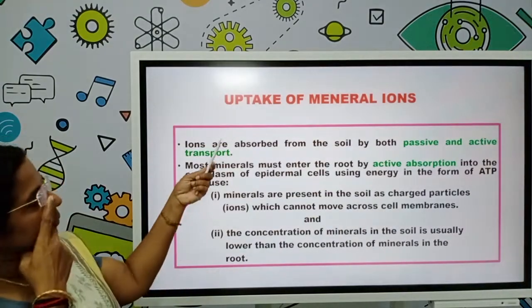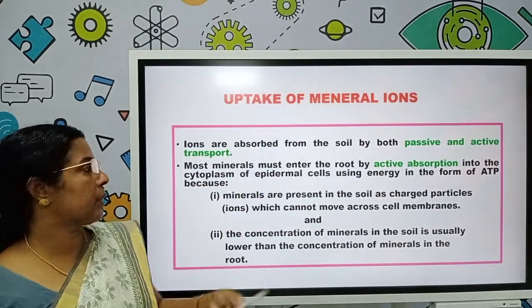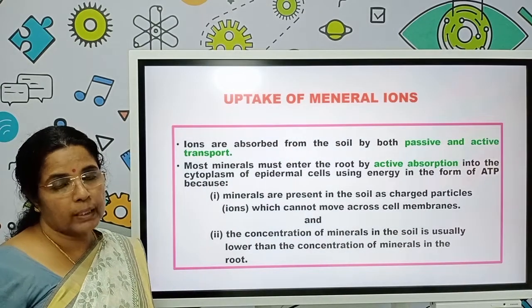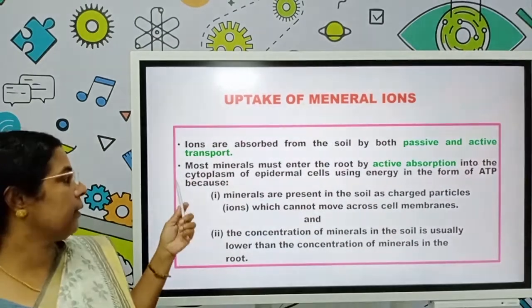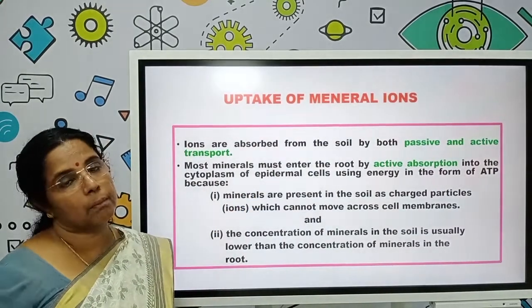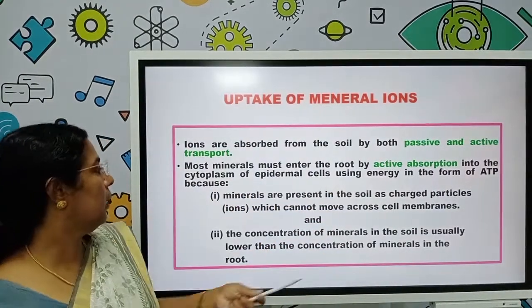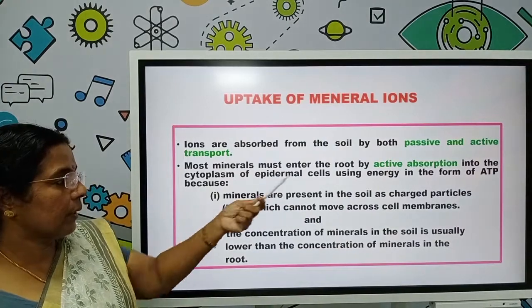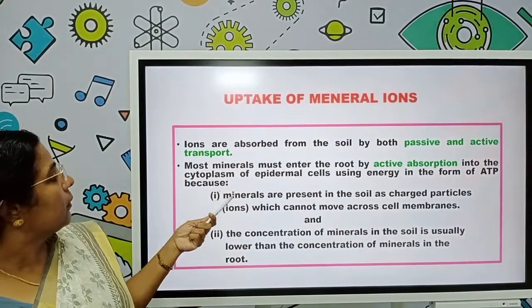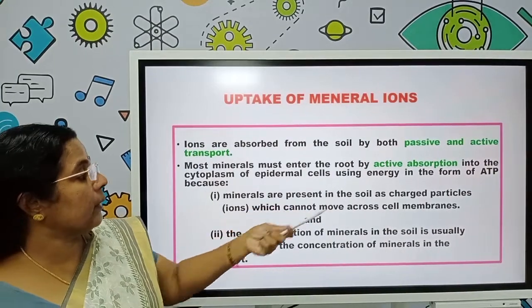Then, how does a plant take up mineral ions? Mineral ions are also absorbed from the soil by passive or active transport. Most of the minerals must enter the root by active absorption into the cytoplasm, using energy in the form of ATP. These minerals are present in the soil.